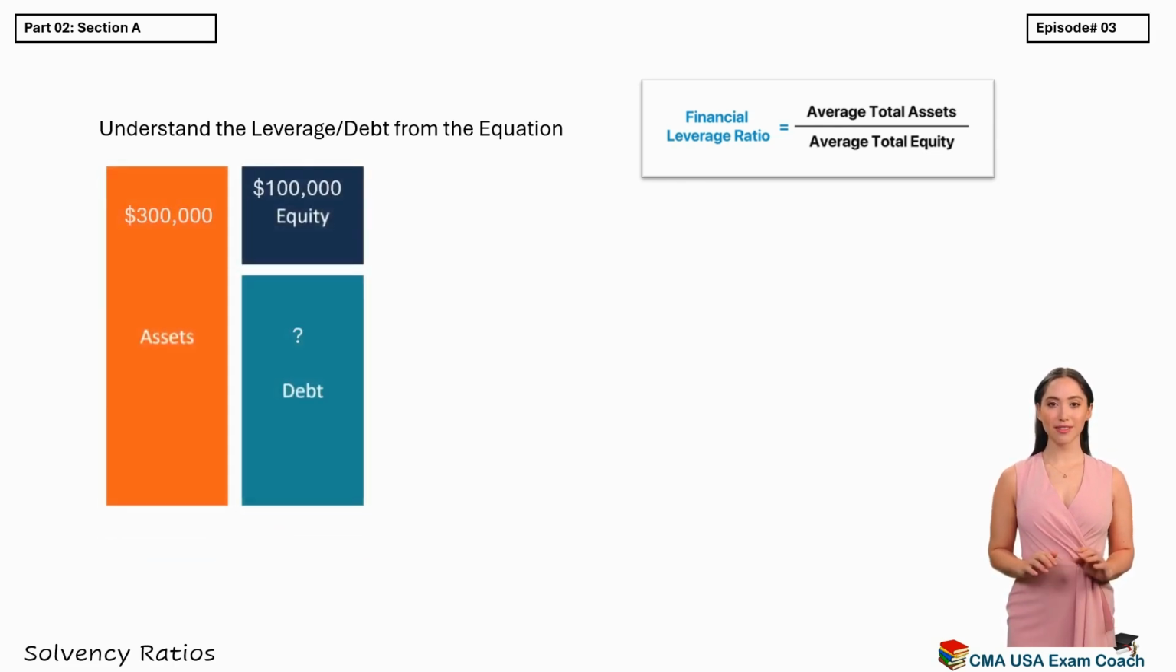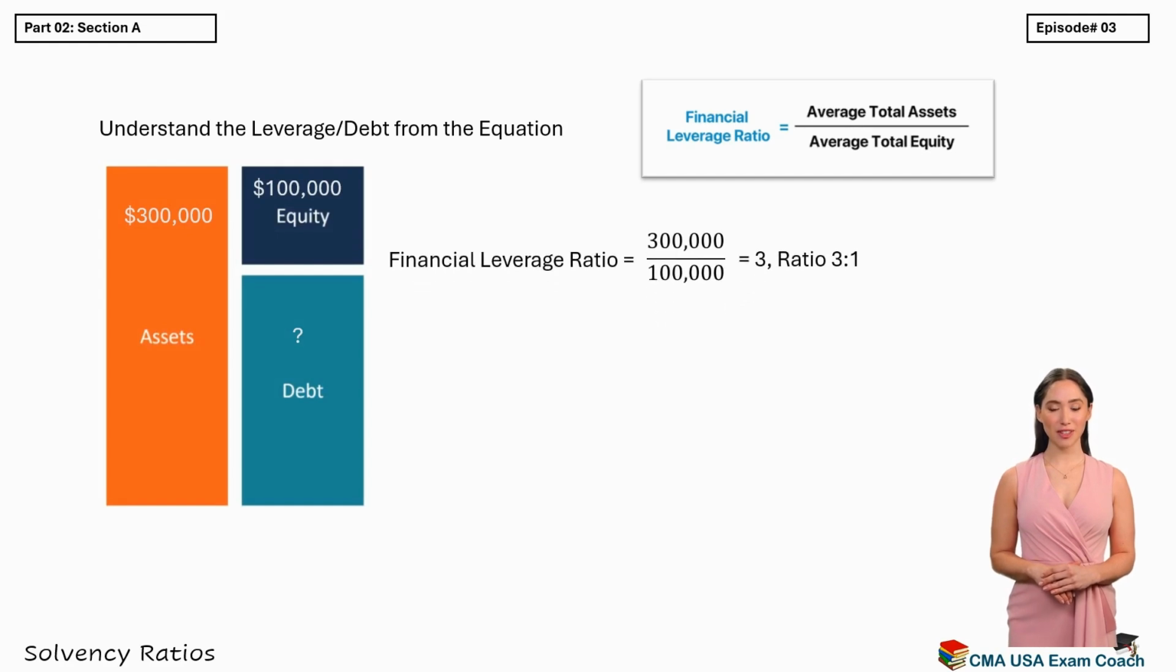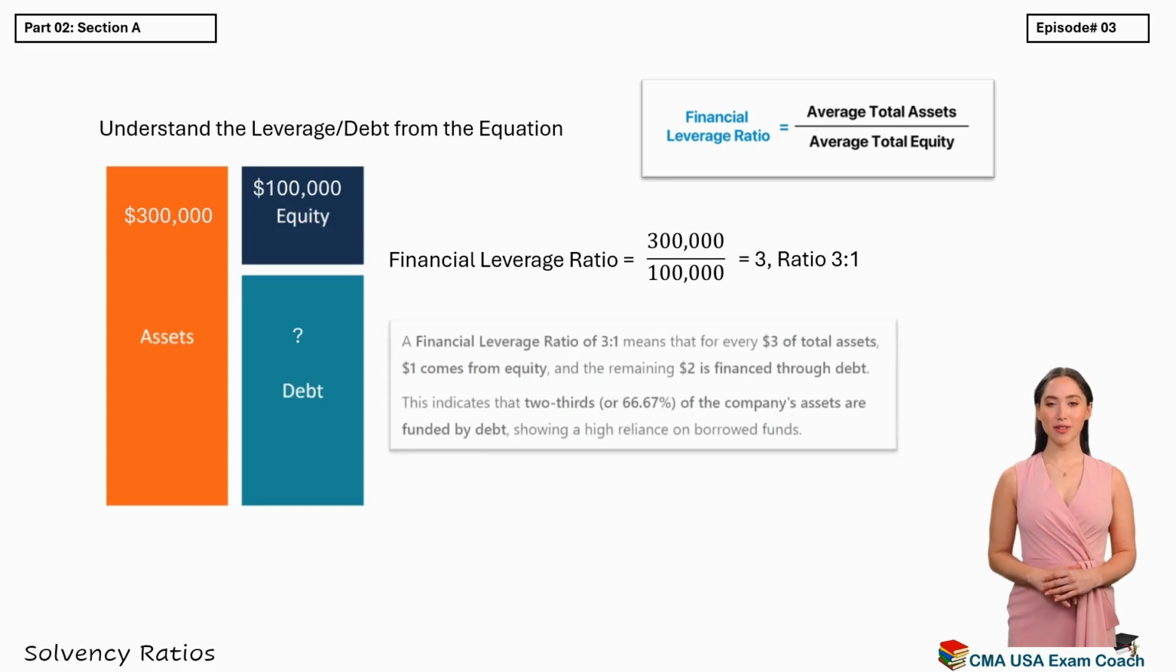Example calculation. Here we have total assets, $300,000. Total equity, $100,000. Applying the formula, 300,000 divided by 100,000 equals 3. This gives us a financial leverage ratio of 3, or 3 to 1. Interpreting the result. What does a ratio of 3 to 1 mean?